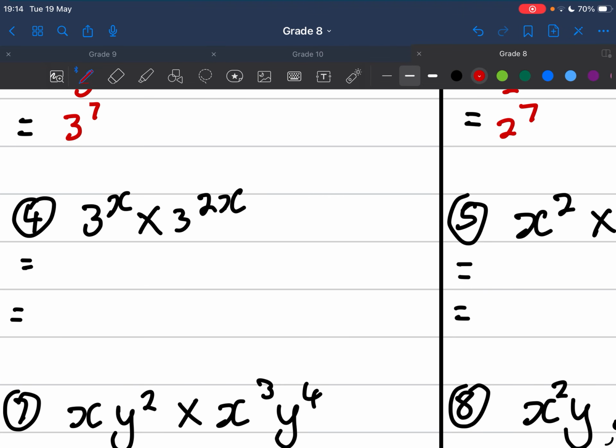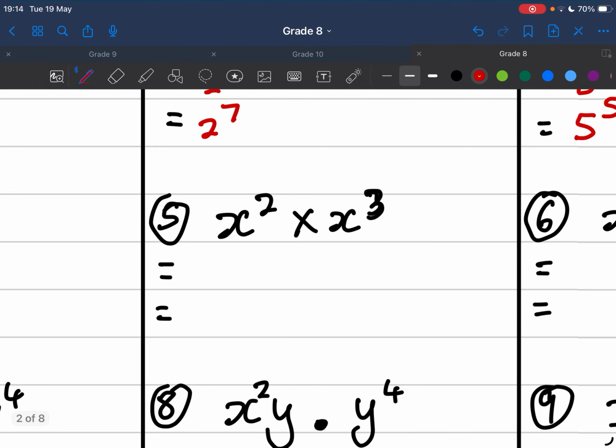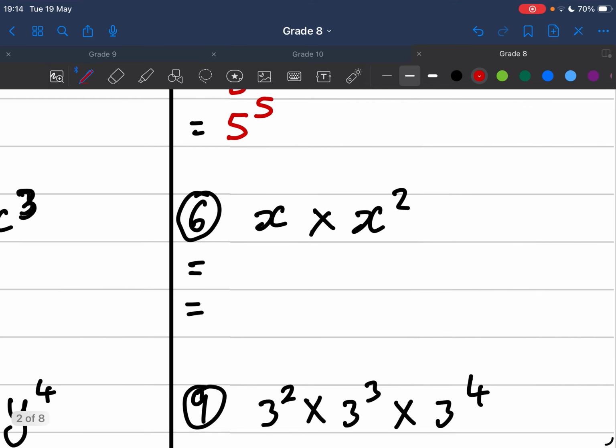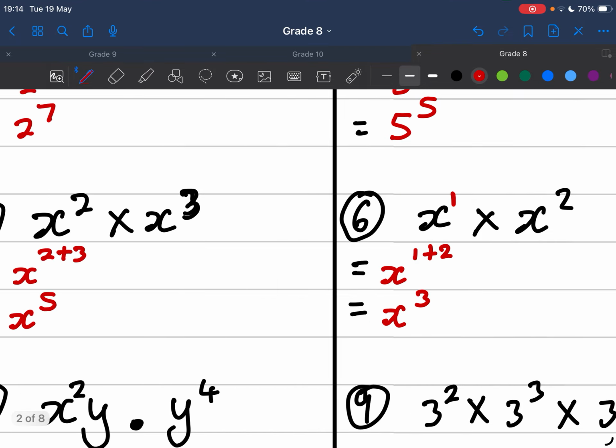Number 4, the bases are the same, it's 3, so we keep that same 3 as a base. x plus 2x is going to be 3x. x squared times x cubed, well, we're going to say 2 plus 3. We're going to keep the base of x, and it's going to be x to the power 5. Next one, if there's no exponent, it's an invisible 1. So x to the power 1 plus 2, so it's x to the power 3.